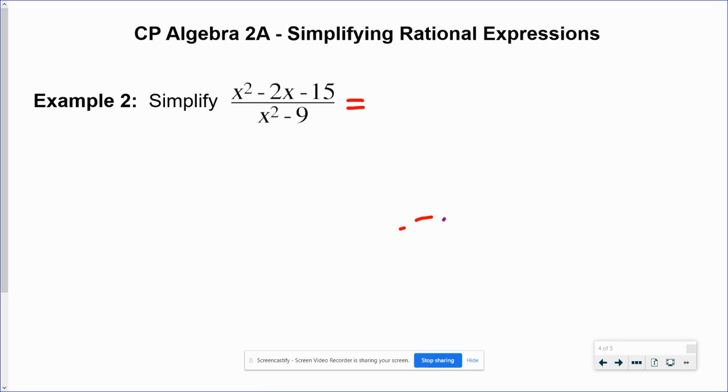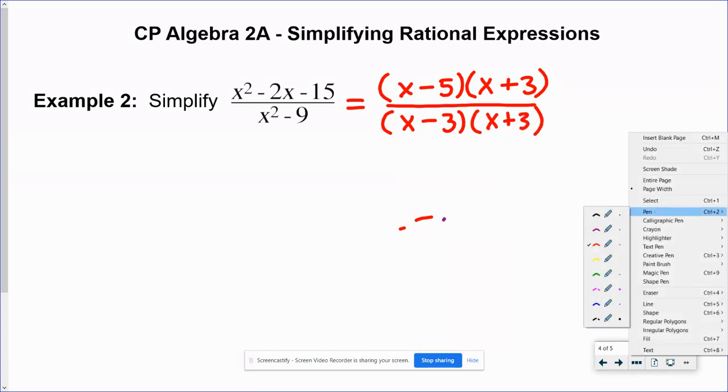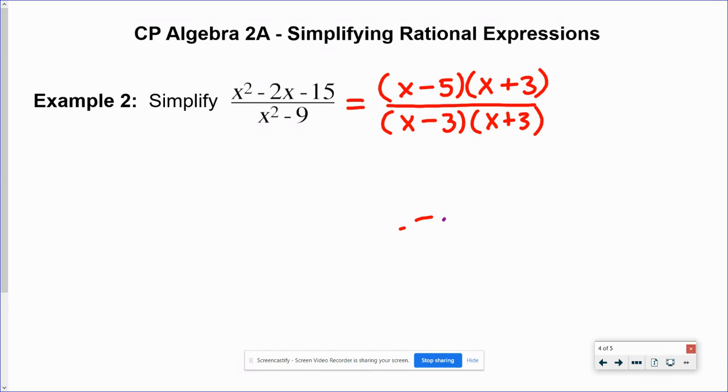So x squared minus 2x minus 15 can be factored down to x minus 5 times x plus 3. X squared minus 9 is a difference of two squares, so that pattern is x minus 3 times x plus 3. As we did in the previous example, we're going to check for common factors in the numerator and denominator. It's clear that x plus 3 is a common factor in the numerator and denominator, so we're going to cross those out because those divide out to equal 1, and that's going to leave us with x minus 5 over x minus 3 as our final answer.